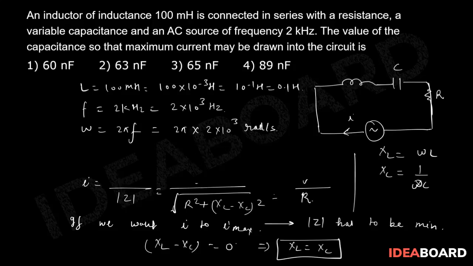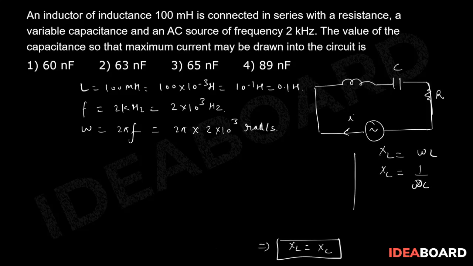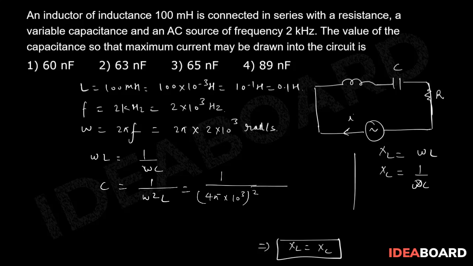So let me remove this segment, and I can put the values. I can find that XL is equal to XC. So instead of XL, it will be omega into L, equal to 1 upon omega into C. From there, I can find that C is going to be 1 upon omega square into L. Now we know the value of omega, we calculated it. So 1 upon 4 pi into 10 to the power 3, whole square, into L, which is 0.1.